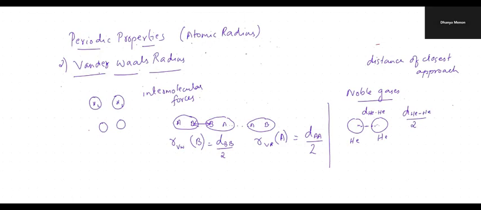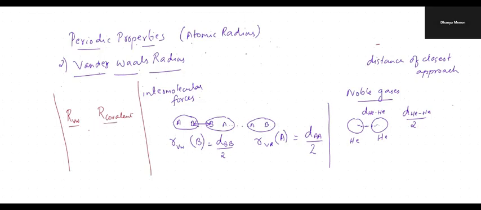Now we learned about the covalent radius and we learned about the van der Waals radius. Here, a comparison can come. These questions are very important. A comparison can come: which radius is bigger, van der Waals radius or covalent radius?